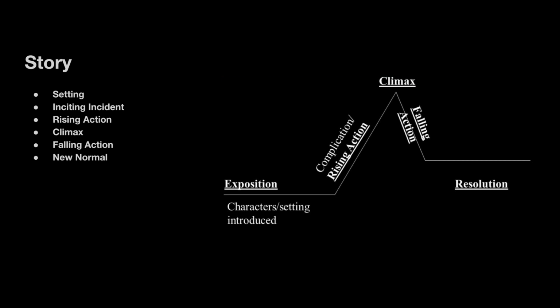And that brings us to the inciting incident, that moment where the flat line of setting goes to the rising action. We're going to have complications and problems along the way. The climax is this turning point. The falling action is recapping all the things you've learned, indeed the results. And then finally, the resolution is the new normal, you as the thought leader.